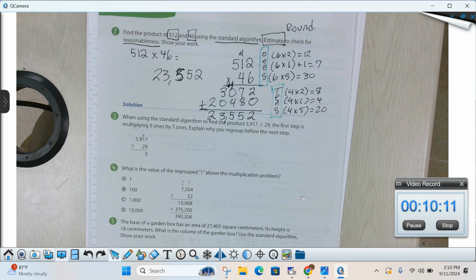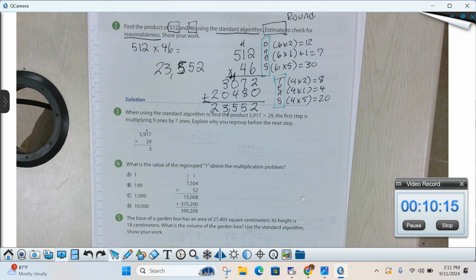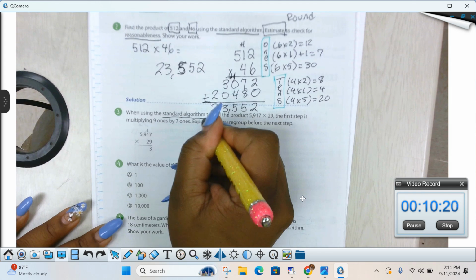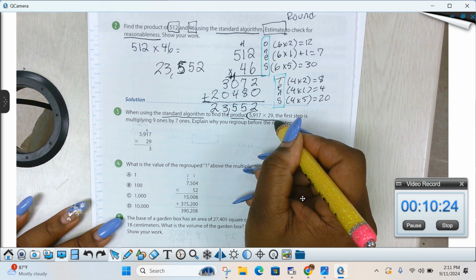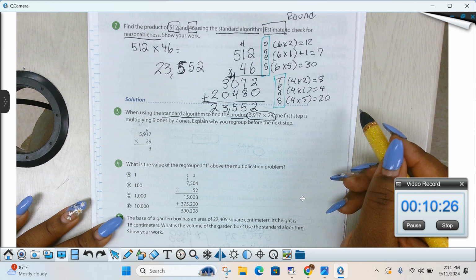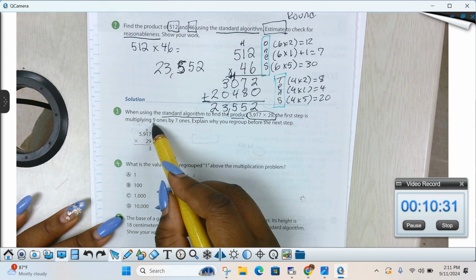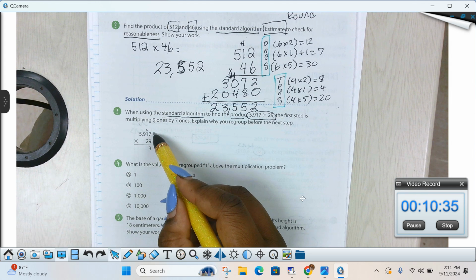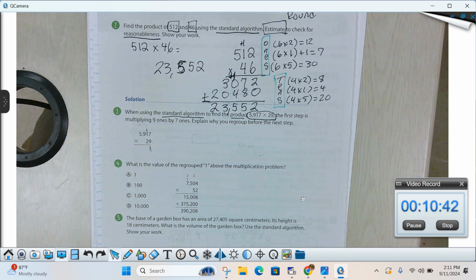All right, let's now move on to problem number 3. When using the standard algorithm, find the product of 5,917 times 29. The first step of multiplying 9 times 7 is already done. Oh, look, they did do it. What is 9 times 7? It is 63. So you see they put the 6 here and the 3 here.